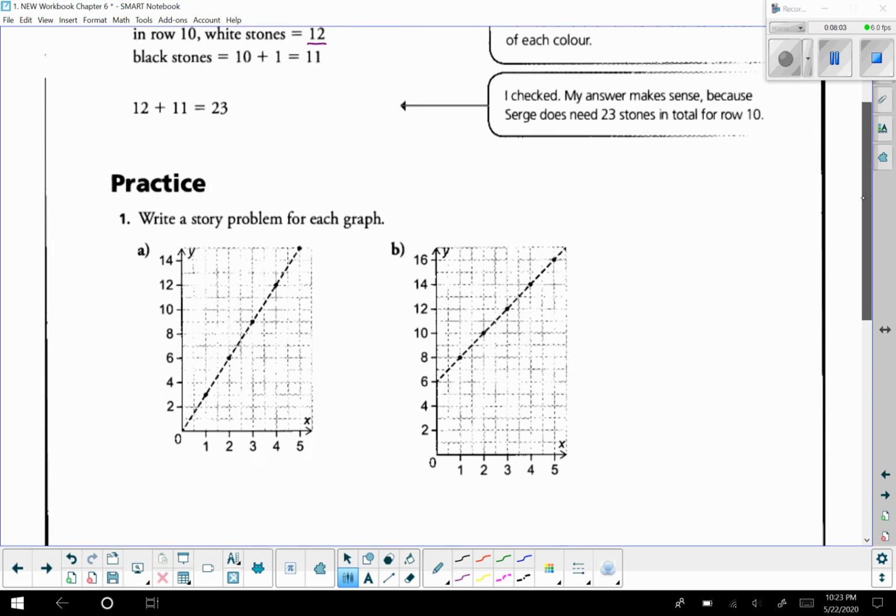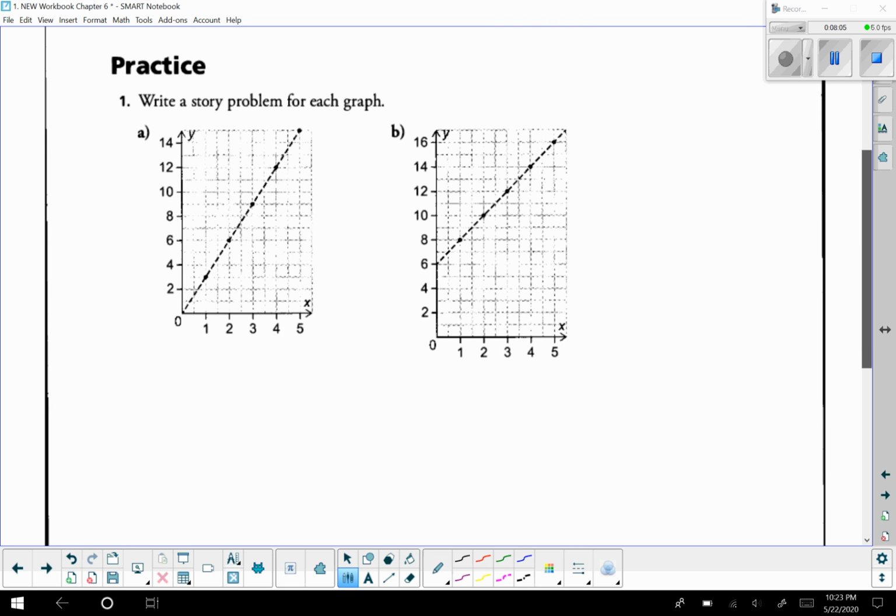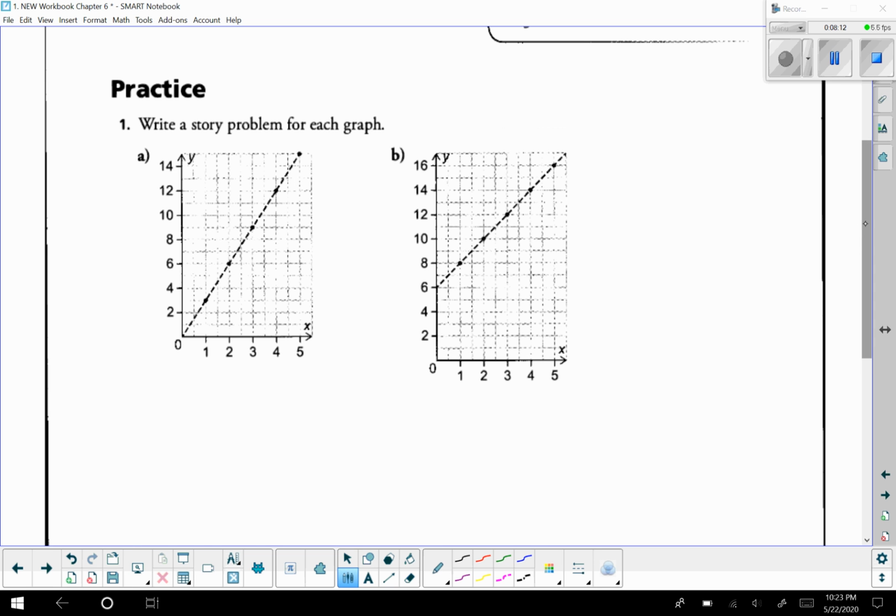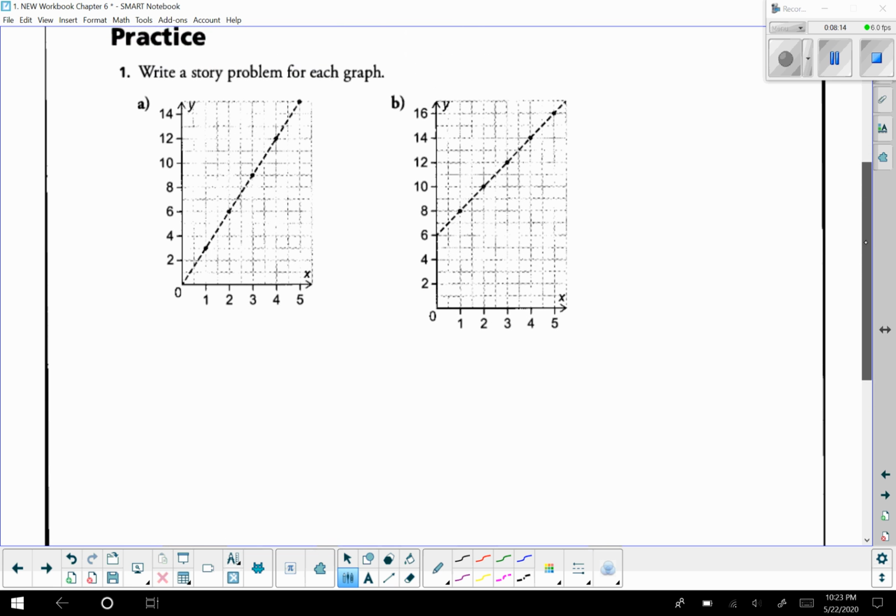All right, so let's do this question. So it says write a story problem for each graph. So here's 2 graphs. So we're given some information. If we look at these graphs, here are the important things that we need to look at. First thing is we're going to look at where does it cross the y-axis. So this one in A, it touches on it at 0 value. So y is 0 here. So I know that my b value, b, is going to be 0.